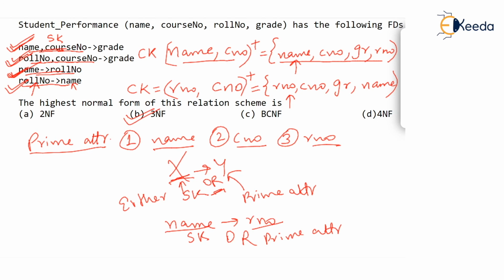So I hope you are understanding the sequence of solving these questions. First, find candidate key. Don't be in a hurry. Find all the candidate keys which are possible on the given table, and then start with the highest normal form, BCNF, and then go to 3NF and finally to 2NF.